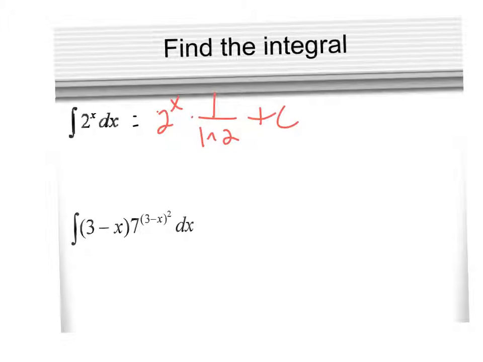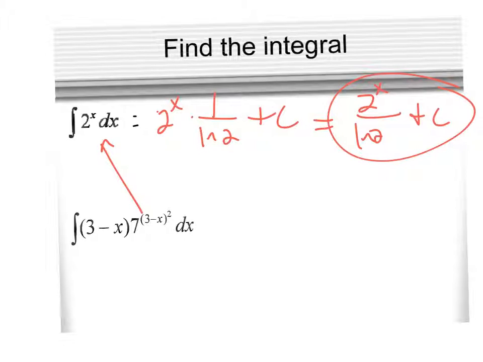And you can leave it like that, or you can rewrite it to make it look a little nicer as 2 to the x over ln of 2, if you like that better, plus c. Okay, so the next one involves a little bit of u substitution. I'm going to help you set it up first. So try to make it look like that, if that makes any sense.